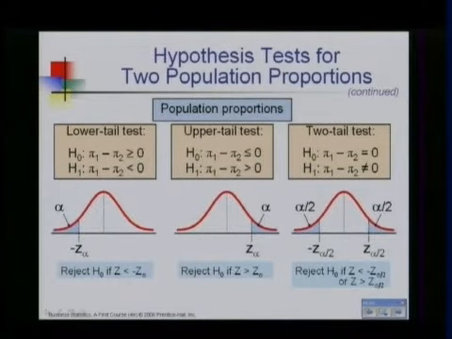And that's going to determine what our critical values look like. If it's lower-tailed, all of the rejection region is on the lower end. Upper-tailed, it'll all be on the upper end. If it's two-tailed, you're going to have half of the type 1 error probability on each tail.